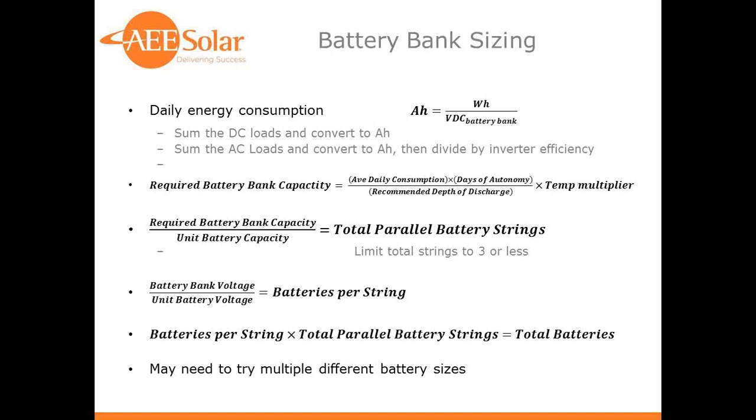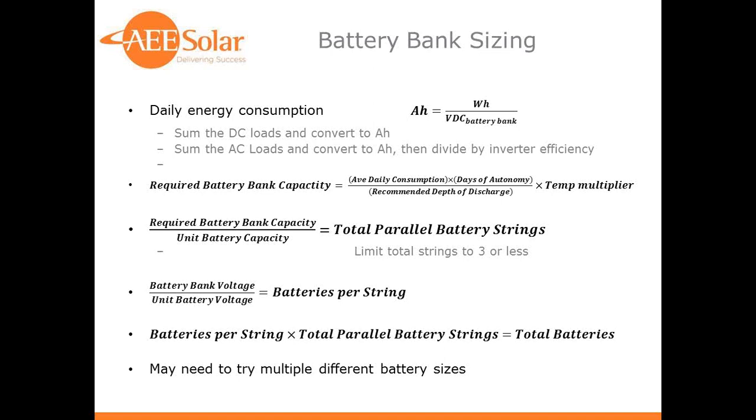So what we look at is the daily energy consumption, and this is typically an average day. Very often we calculate for a week and divide by 7 because not every load is necessarily run every day, but we want to get some sort of average daily consumption. And batteries are rated in amp hours, whereas energy consumption is rated in watt hours or kilowatt hours. So we typically need to make a conversion there to determine our amp hour daily consumption. We have to add up our DC loads and convert to amp hours, and we add up our AC loads and convert to amp hours.